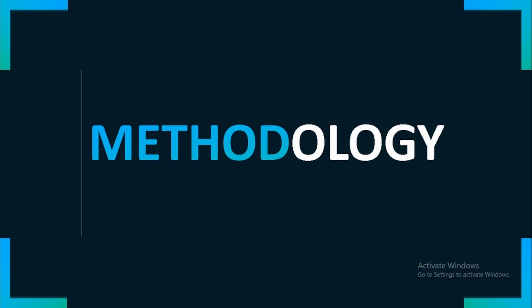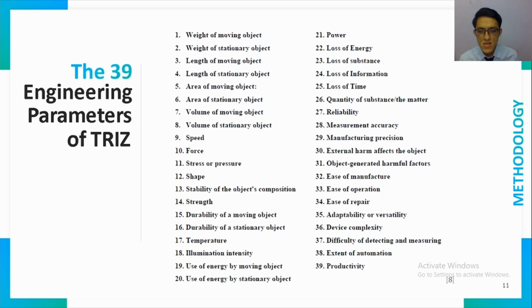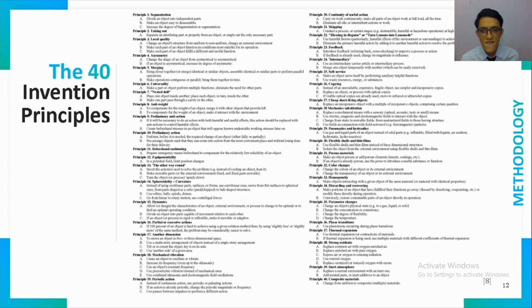Next is the methodology. The conceptual framework in the study consists of 6 main steps, which follow the problem-solving model based on Triz. Next shows the list of the 39 engineering parameters of the Triz methodology. After placing the parameters, it will present the 40 inventive principles to come up with an inventive solution to a problem, and every principle will have its explanation and details for making a new design.